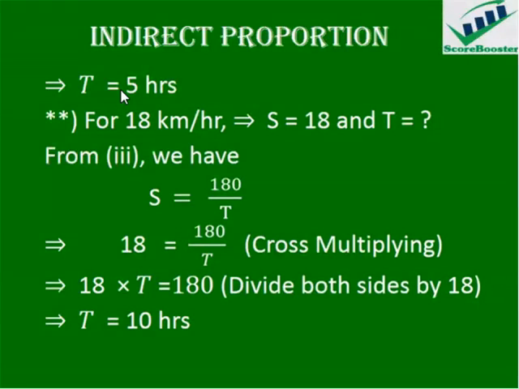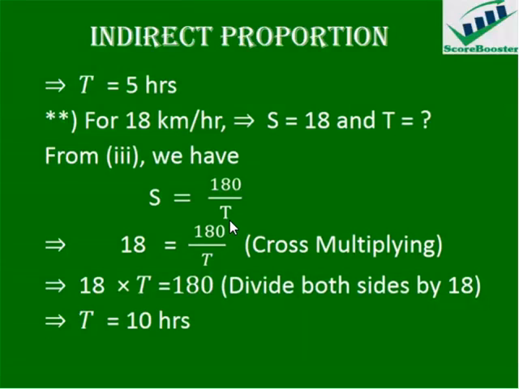The time it takes the car to complete the journey at a speed of 36 km per hour is 5 hours. So we do the same thing for 18 km per hour. Here you know your speed is 18 and your time is unknown. You substitute the value of speed 18 here, equals 180 over t. We cross multiply. So 18 multiplied by t equals 180. You divide both sides by 18 and you are left with the value t equals 10. So it takes 10 hours for the car to complete the journey at a speed of 18 km per hour.